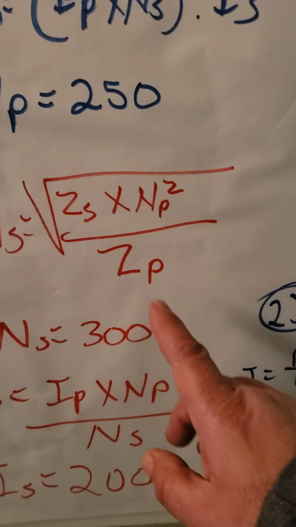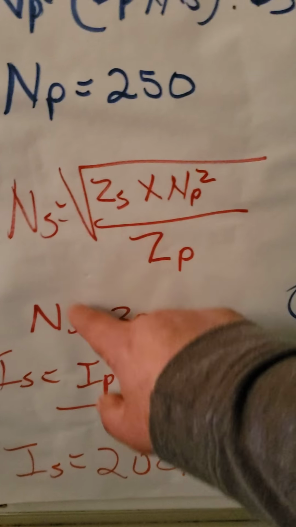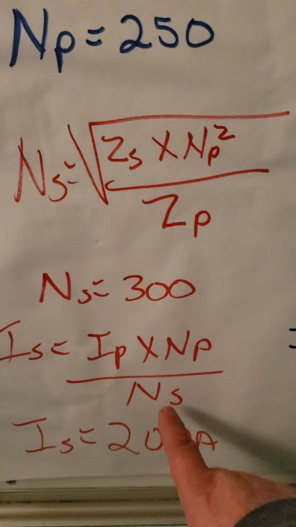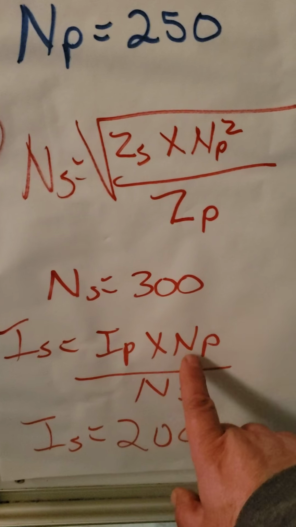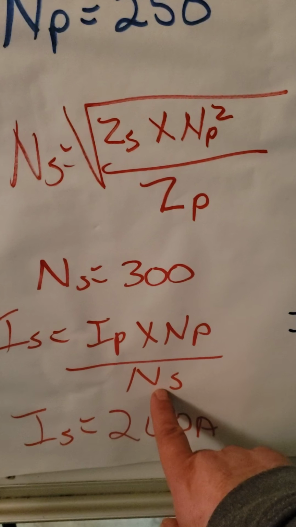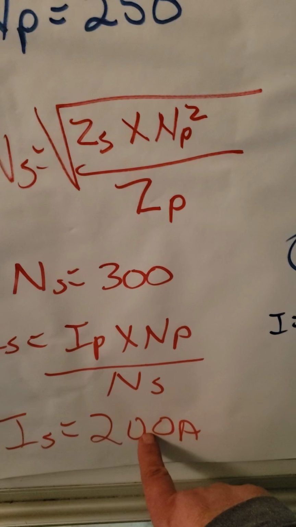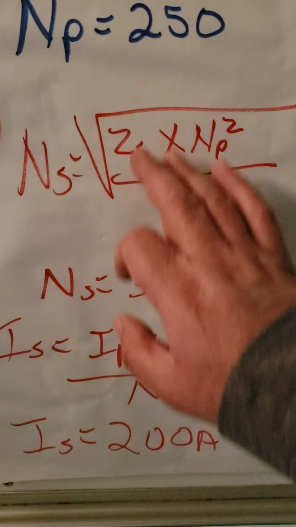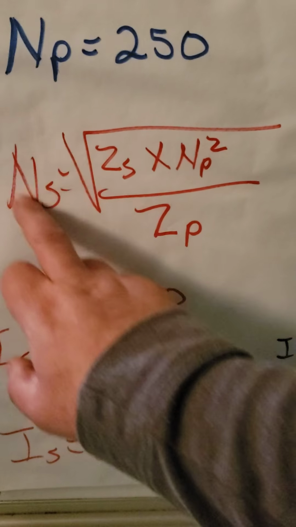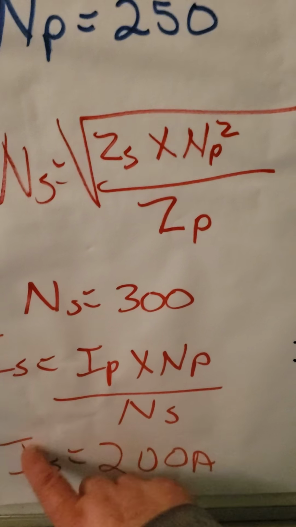Oh yeah, this one is in two parts, so we have to find the formula for one to find the other. Now we go back and we have the IP times the NP divided by the NS. IS equals 200 amps. So there's two parts to this. There's two different formulas on number 18. So first we have to find the NS in order to find the IS.